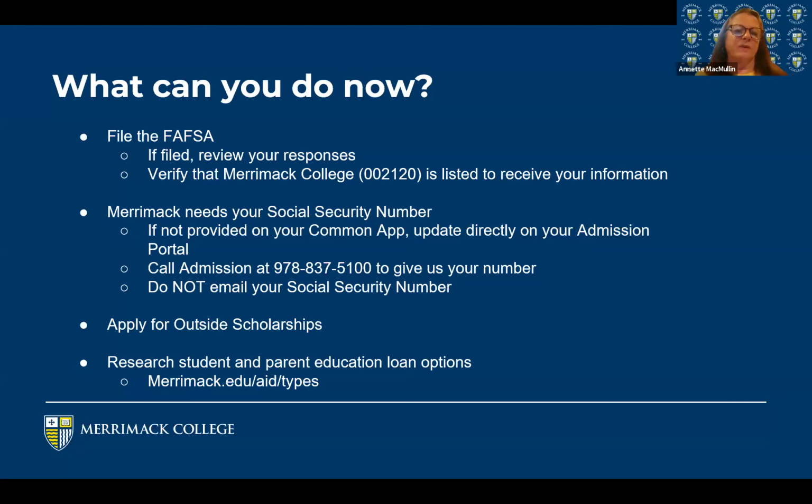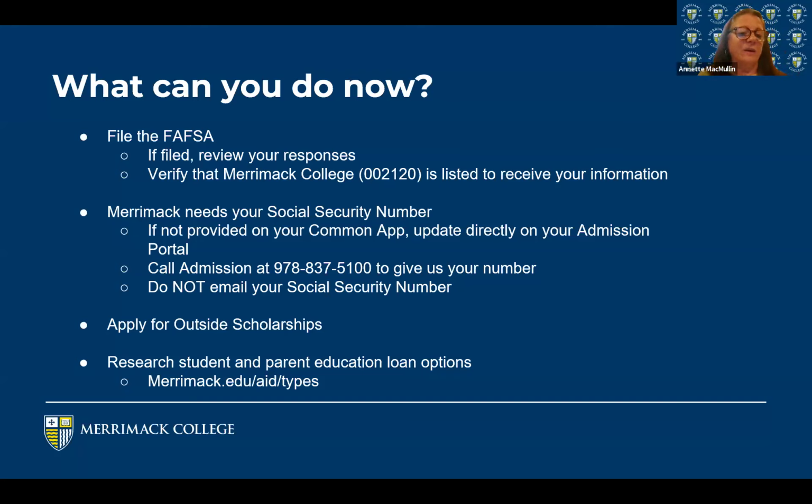Once you receive an email saying that they have processed your form, it'll take them a little bit once you've filed, if you have not yet filed. Also, Merrimack needs your Social Security number. So if you didn't provide your Social Security number on your Common App, please contact our admission area either via your portal or directly by calling us. We have our number listed here.